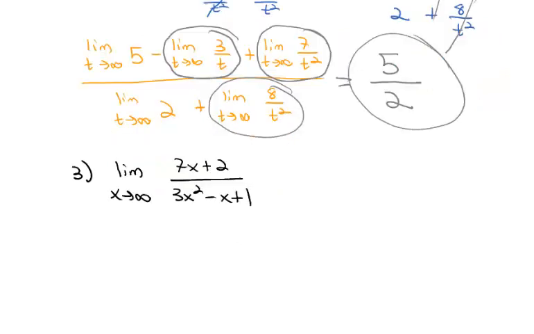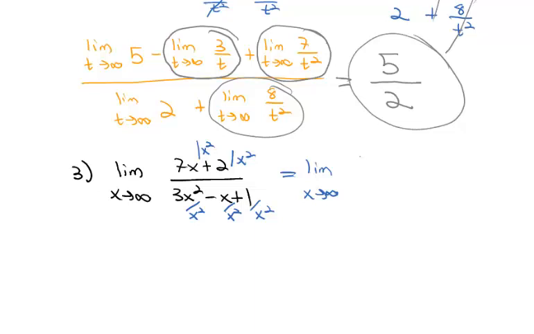In this one, the highest exponent is squared. So we'll divide everything by x squared to find what our new limit as x goes to infinity is.